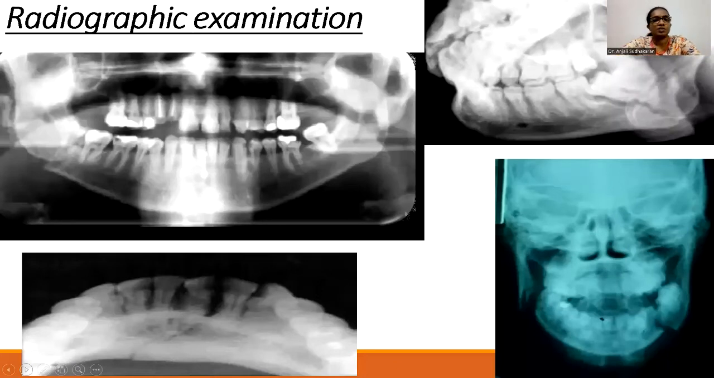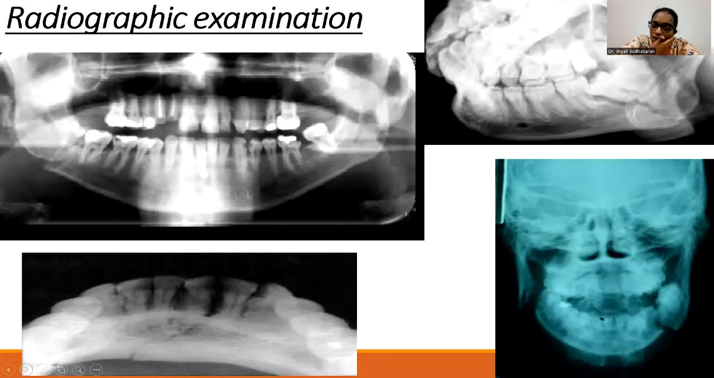Next we'll come to the radiographic examination. You know that the patient has pain or swelling or hypomobility, so you take an X-ray and see where the fracture is. Now, in general X-rays, we can take a PA mandible, or a PA face, or a lateral face X-ray.